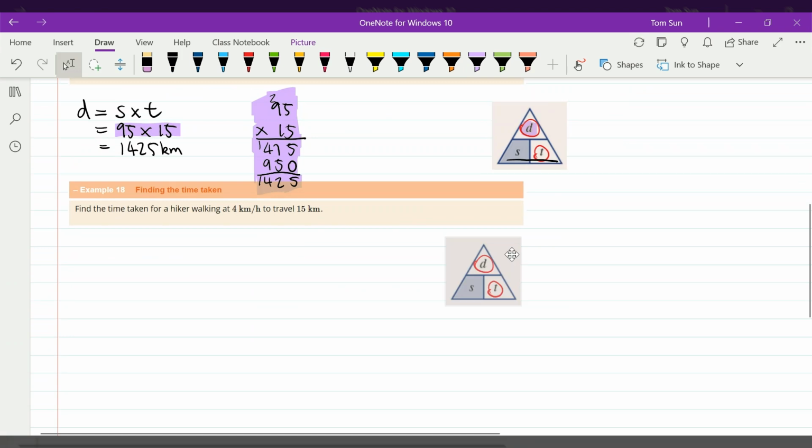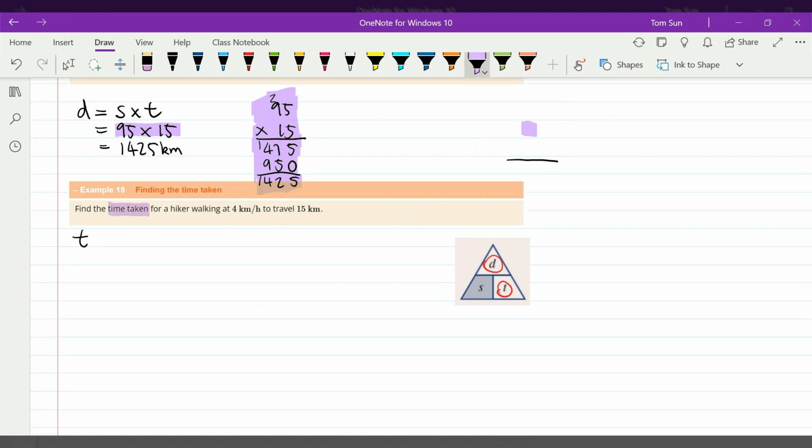Finally, bringing this down with me: find the time taken. So time is my subject. This is what I want. I want time taken. I'm looking at time taken over here, and I can see that distance and time are vertical, so time is equal to distance over speed, which is 15 kilometers over 4. I can do this because they're both kilometers. Remember, if they weren't the same units, you would have to adjust and convert, but they're the same, so we're lucky. And then we just find out what this is.